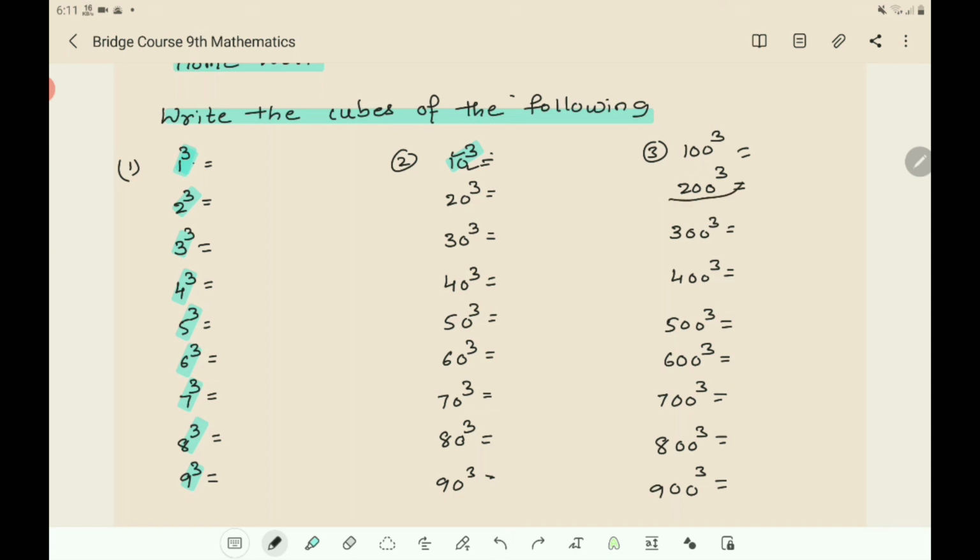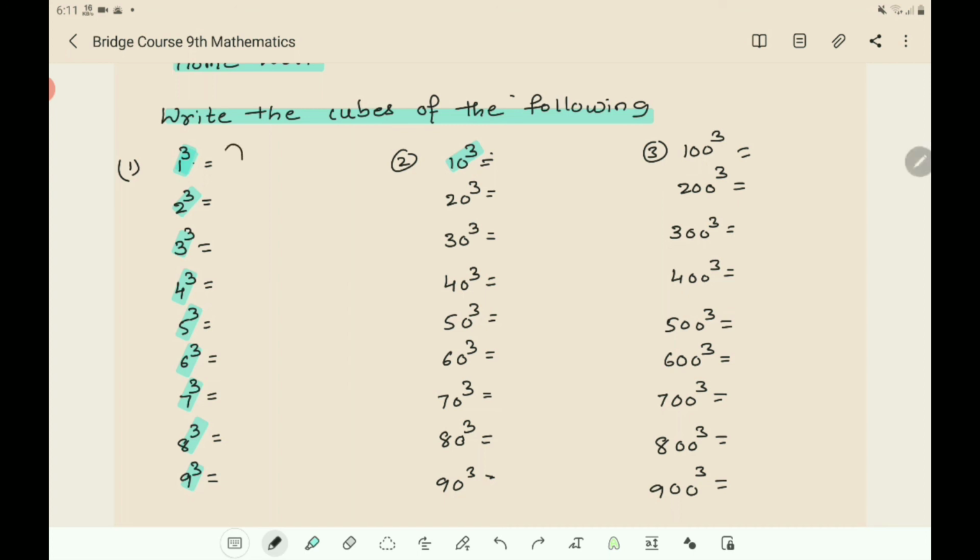Similarly, you can write the cube of 200. Here 2 cube is 8 and 2 zeros are there, means in its cube you must write 6 zeros. That is 8, 1, 2, 3, 4, 5, 6. Here 2 zeros are there, that is triple zeros, 2 into 3, 6 zeros you must write. Similarly, 3 cube is 27. Here 27 and 6 zeros. Here 3 times the number of zeros in the 300, that you have to write. That is the method of writing the 200 cube, 300 cube, like this way.